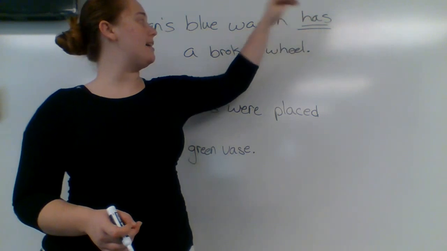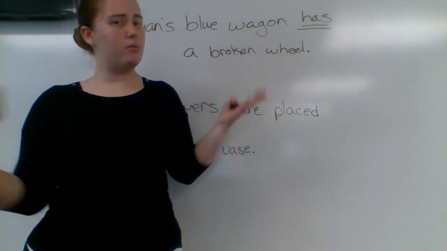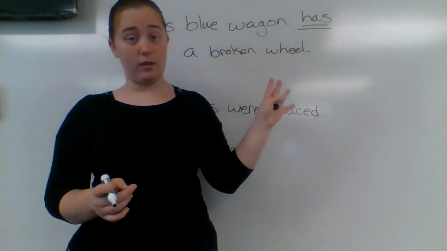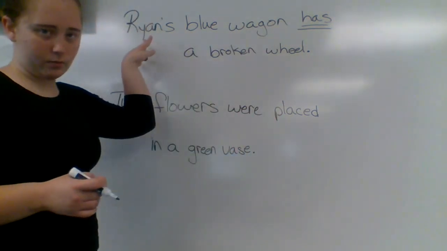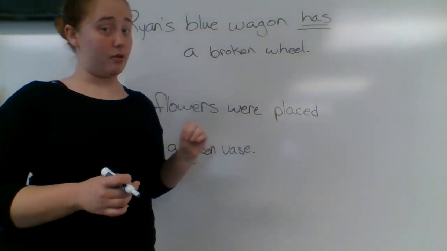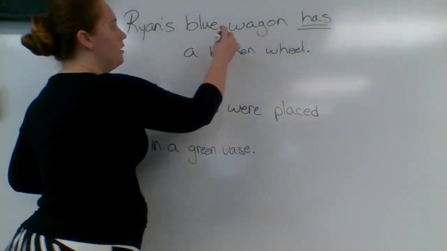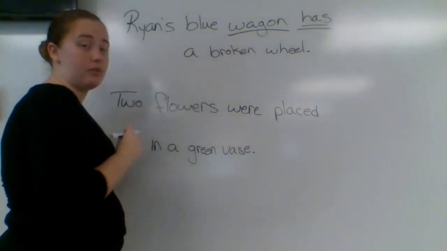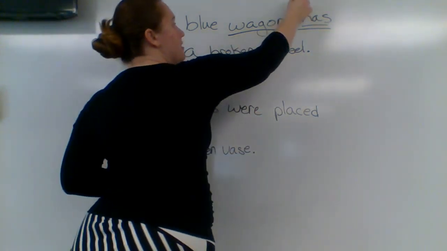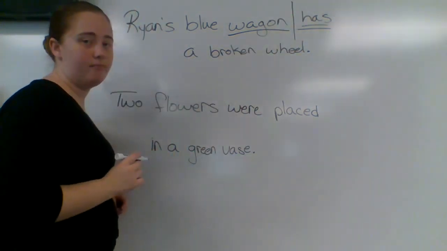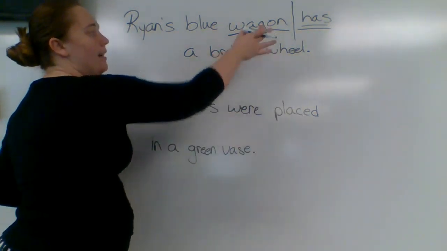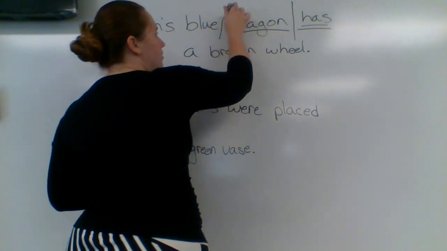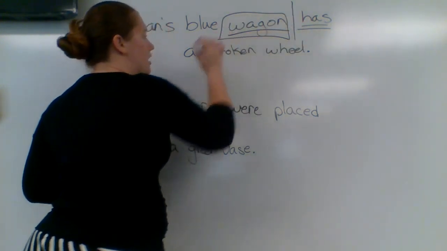So who or what has a broken wheel? Who or what has? The wagon has. The wagon has a broken wheel. Ryan doesn't have a broken wheel. The wagon has a broken wheel. So underline wagon one time and has two times. Go ahead and separate that subject and predicate with a line. And then I'm going to take the word wagon. It's a subject. It's a noun. We're going to box the noun, just like we've done before.